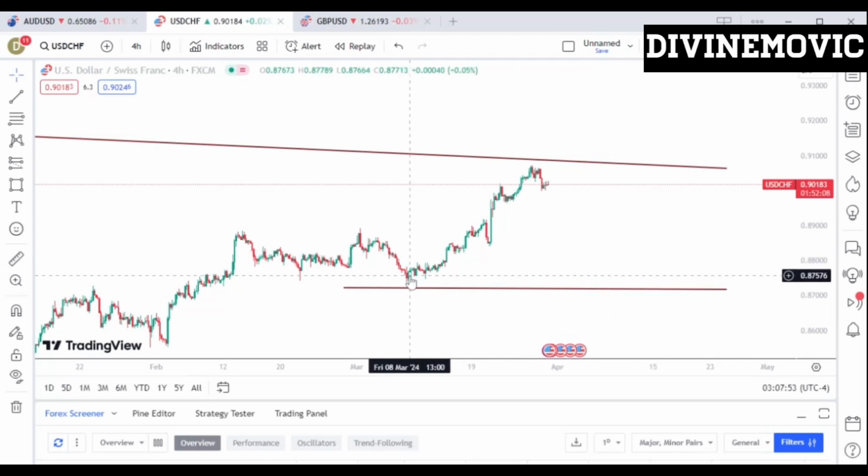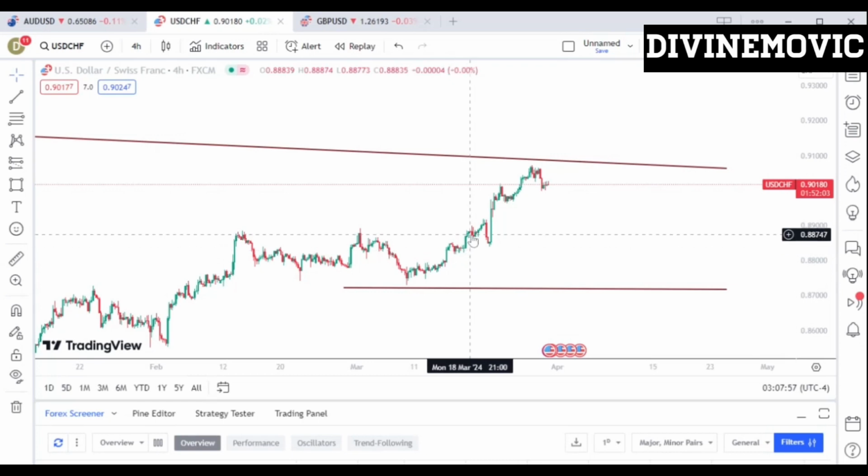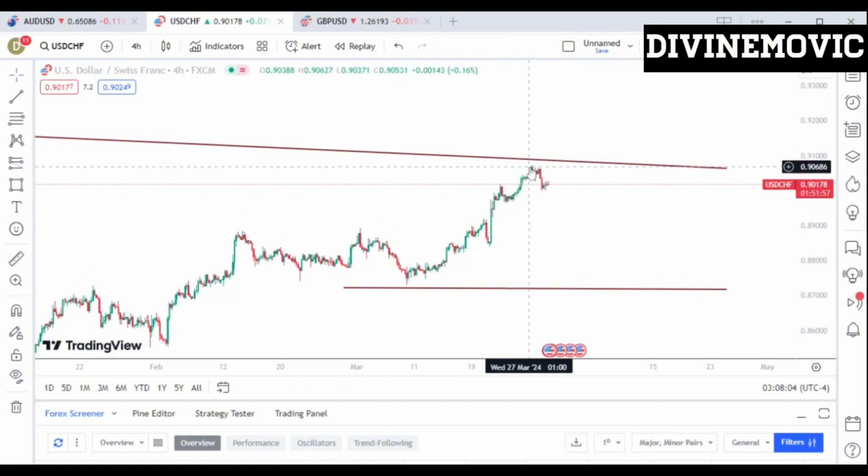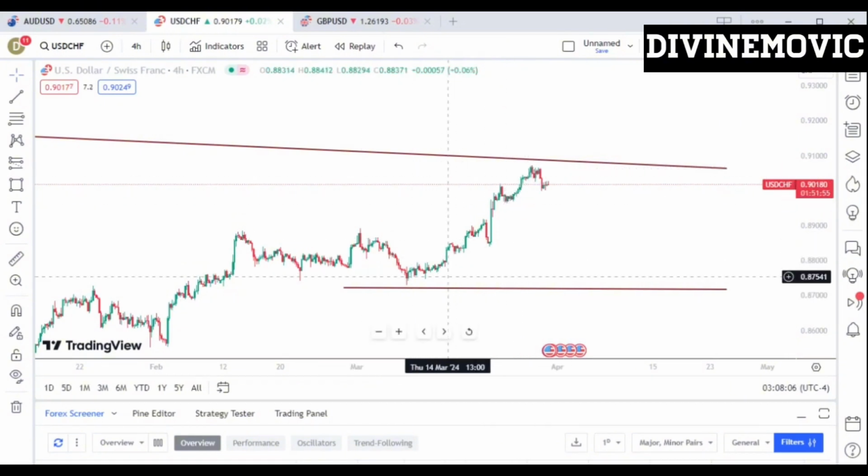As you can see here, price gave us a swing low, a swing high, a swing low, a swing high, a swing low, a swing high. This is the swing low, and this is the swing high. So in all these places, price is creating a pattern that's called a higher high and a higher low. So price is currently in an uptrend.